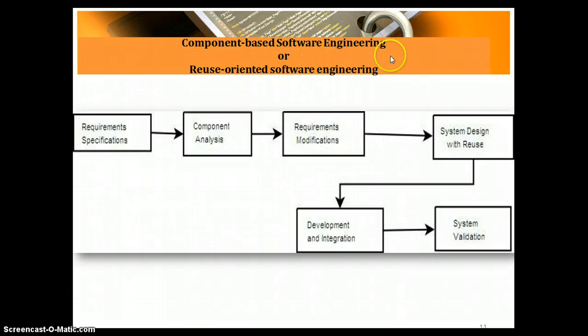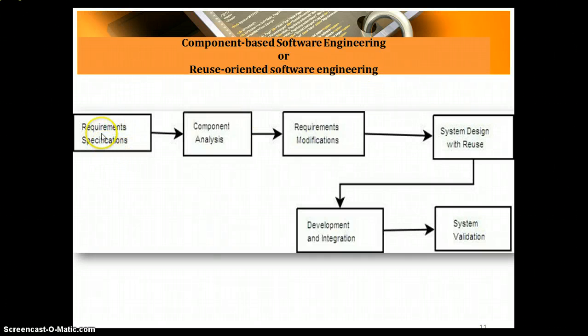Then component based software engineering, or reuse oriented software engineering. Basically, reuse means something you have that you are going to use on your next project. For example, suppose you have coded a login function for a login screen. You can use your login function on your next project. You don't have to rewrite the code for the login function. So whenever you are using this kind of reusable components, at that time you can use this software process model.